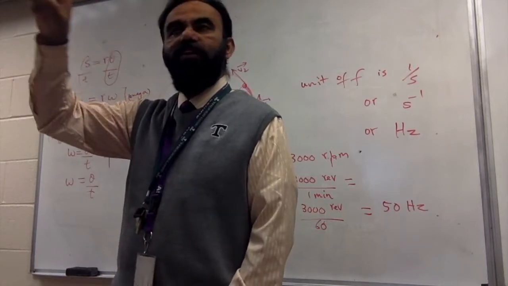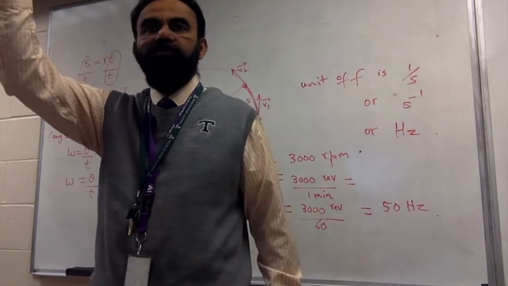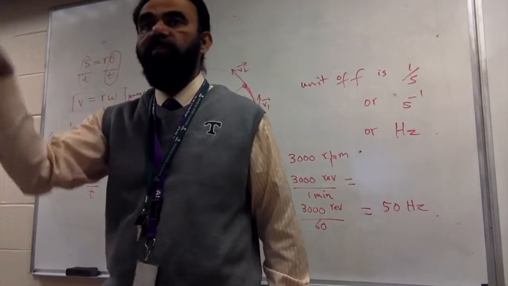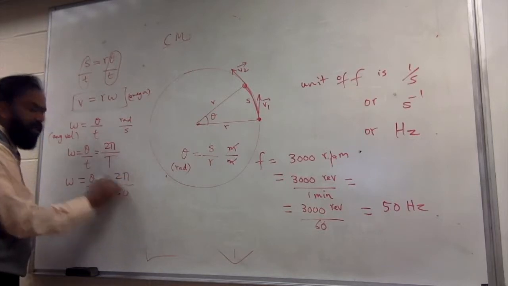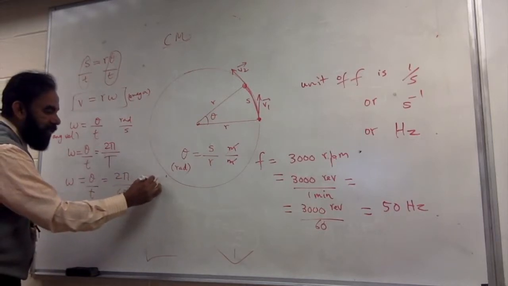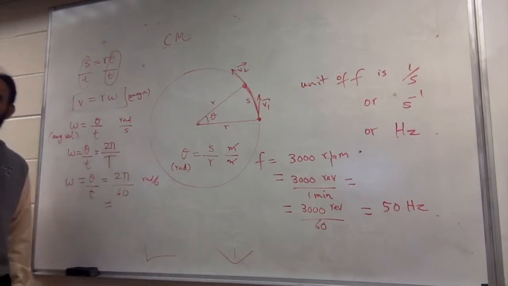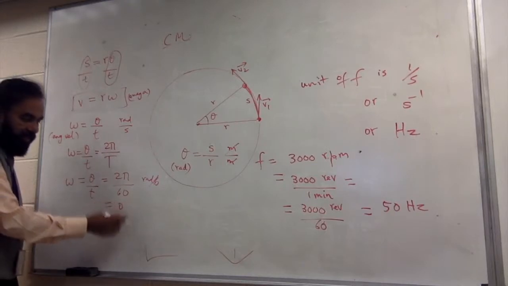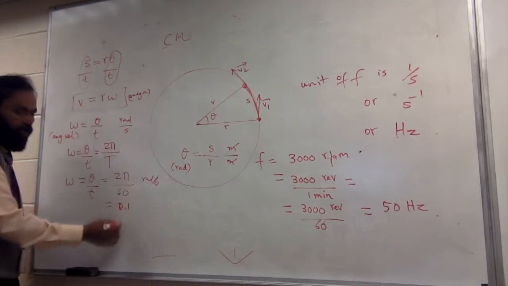That second hand of the clock is going through one turn in how much time? 60 seconds. And how much angle? 2 pi. So 2 pi divided by 60 radians per second. So 2 pi divided by 60 is what? Yeah, 0.1 something.